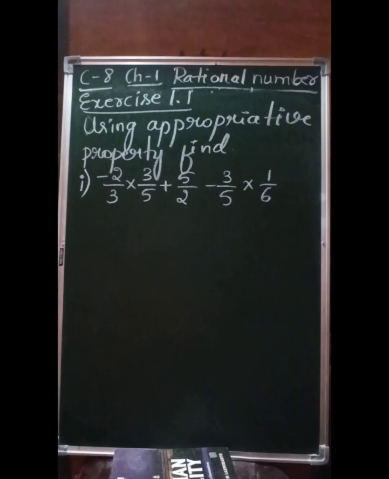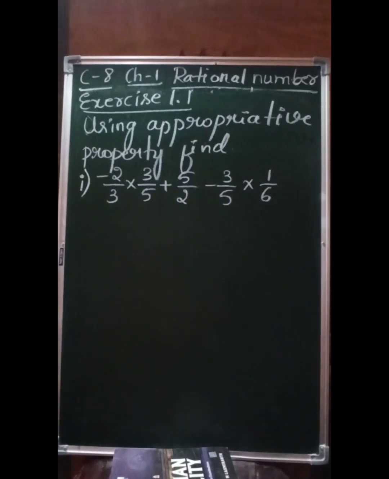So the first question is, using appropriate properties, you have to find the value of the given problem. See, what is the meaning of appropriate properties? In the first video we have learned 6 different types of properties, right? So commutative property, associative property, closure property, distributive property, isn't it? By using those properties, whichever one matches this problem, you have to consider. So by considering those properties you have to solve this problem.